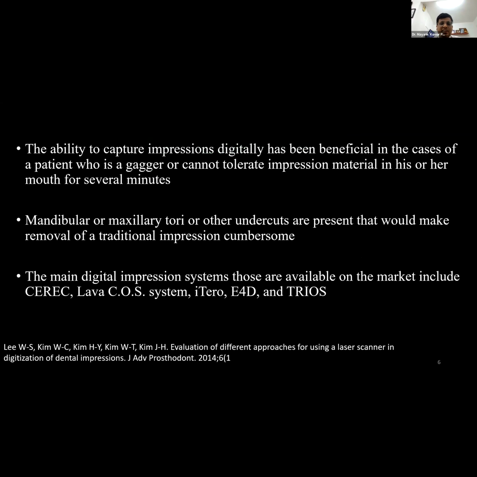These impression techniques are the best in patients who are gagging. When we try to make a conventional impression in gagging patients, it is extremely difficult as they tend to have a gag reflex and sometimes vomit. So these are extremely beneficial. And sometimes when we have cleft cases or large tori where undercuts are present, traditional impressions are extremely difficult. Currently there are a lot of impression systems in the market. Some of the more prominent ones are Cerec, Lava, Itero, Trios, E4D, etc.